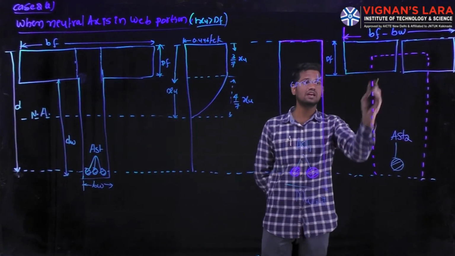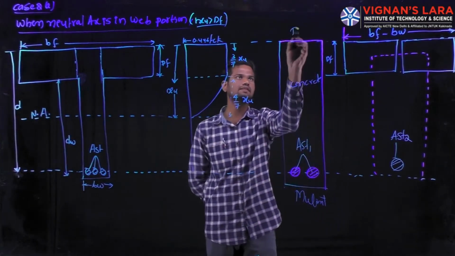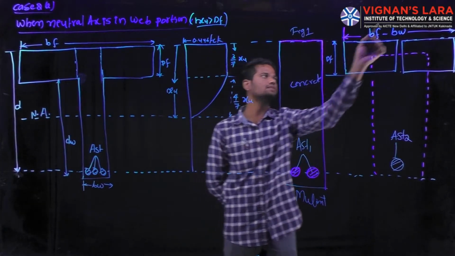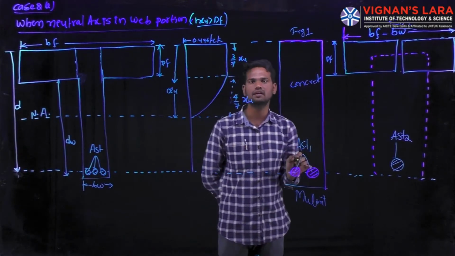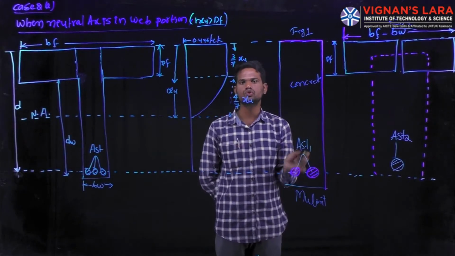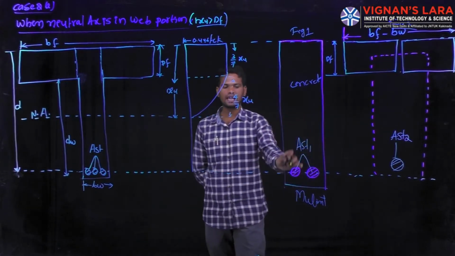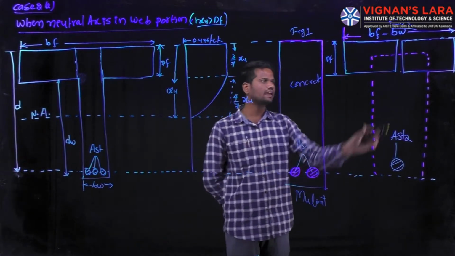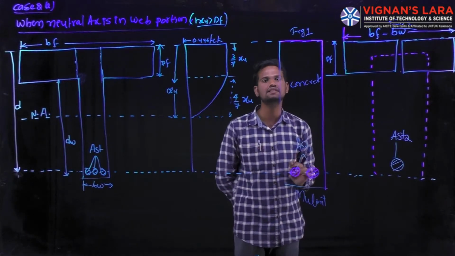Again, if you see here, this is the second diagram. If you consider this as figure 1 and this as figure 2, figure 1 is your regular singly reinforced beam section. For this we will calculate the total compressive force, total tensile force, moment of resistance of the section, and lever arm. Again, for this flange portion also we have to calculate the resistance of the section.